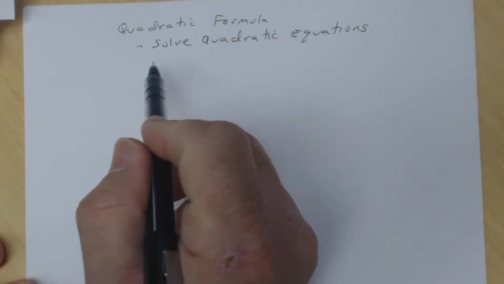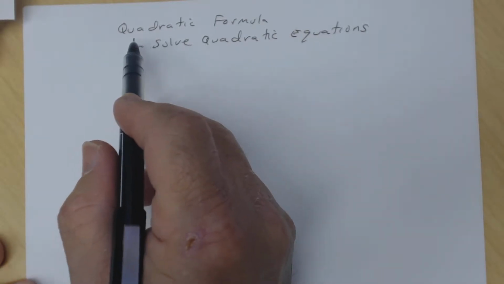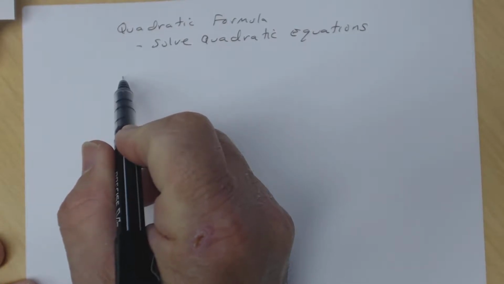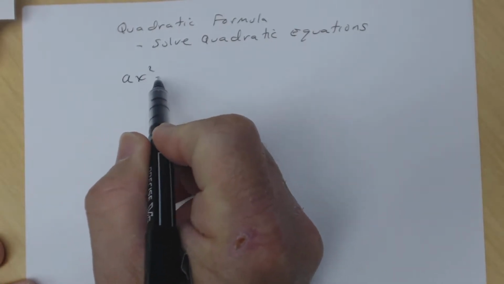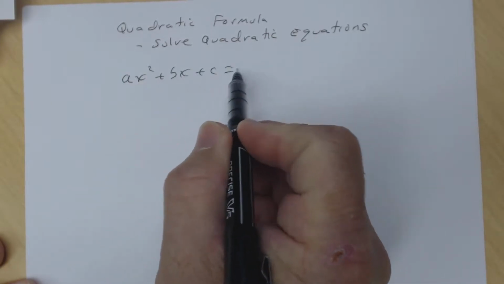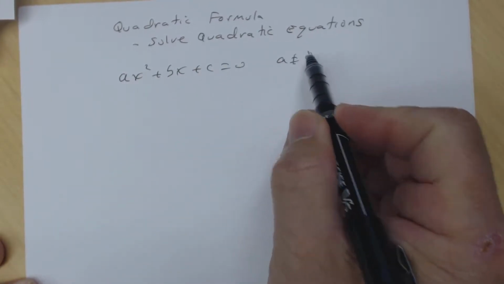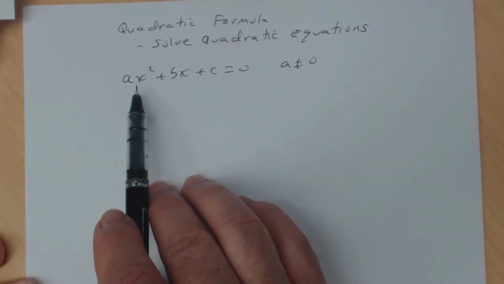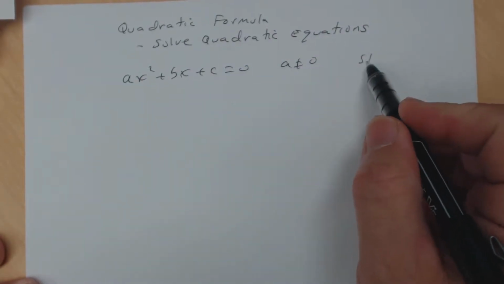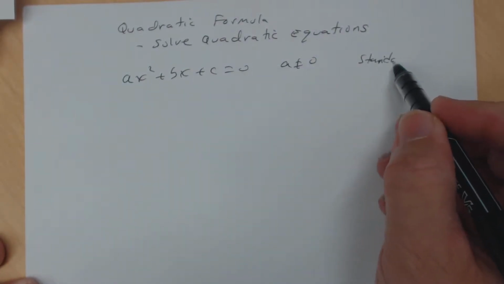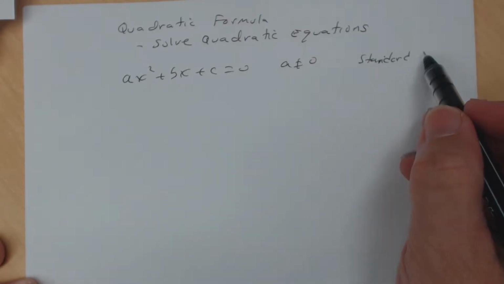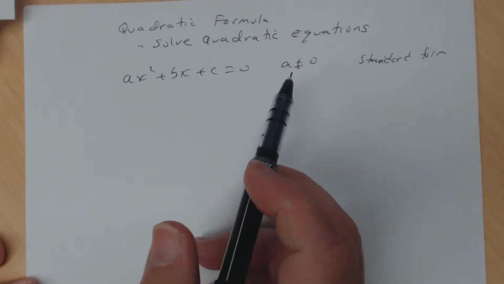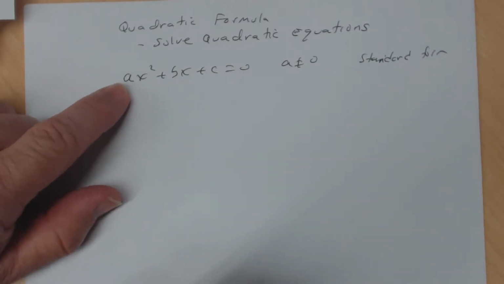And so just keep in mind that when using the quadratic formula, you are solving an equation of this type: ax squared plus bx plus c equals 0, and a cannot equal 0. So notice this is a quadratic equation, x squared, and it is in standard form. So remember the word standard form. Just like when you solved a quadratic equation by factoring, you had to make sure it was in standard form.